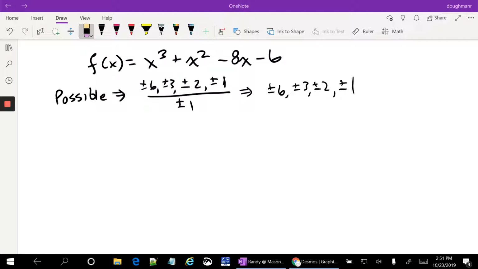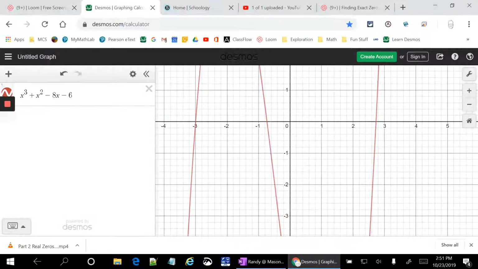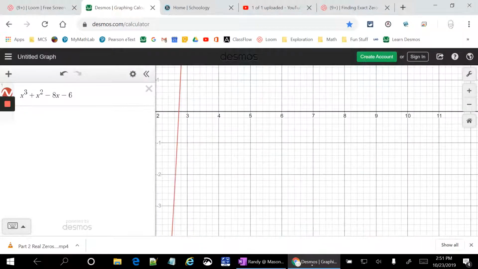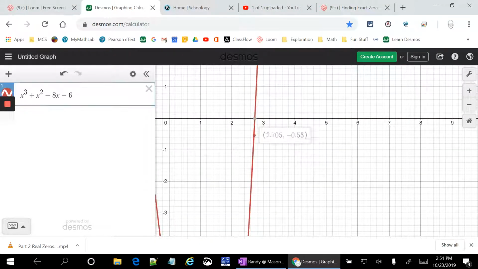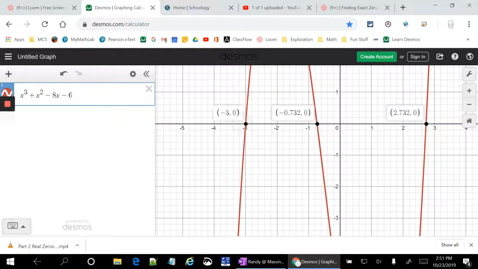Those are my choices. Then I go to the graph and I see where, there's the graph of the function. I see where I can pick off -3. Now the others, it looks like, I don't know. Those are approximate values. I want to find exact values. So -3 is a 0.